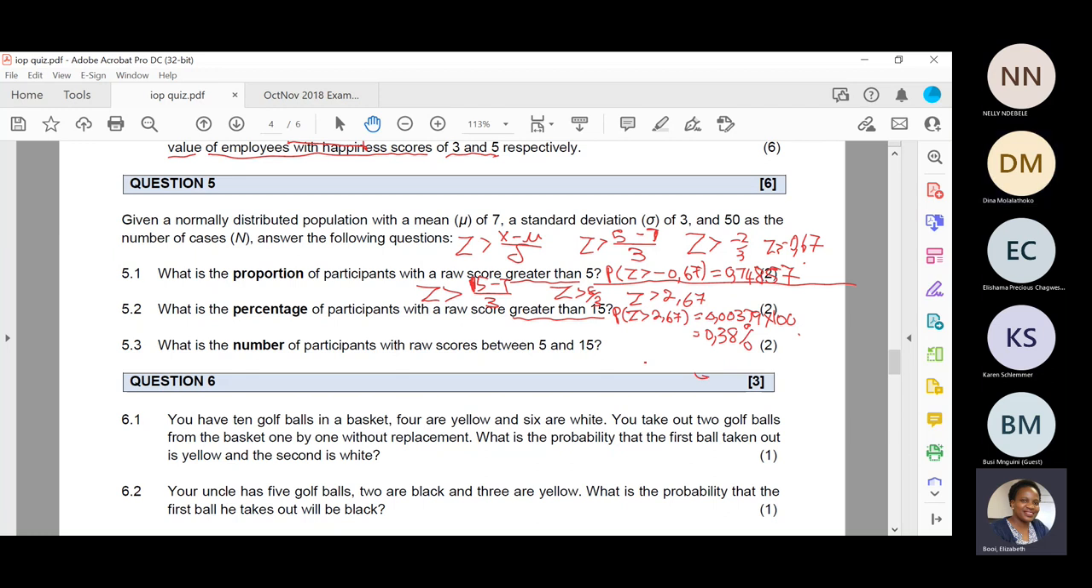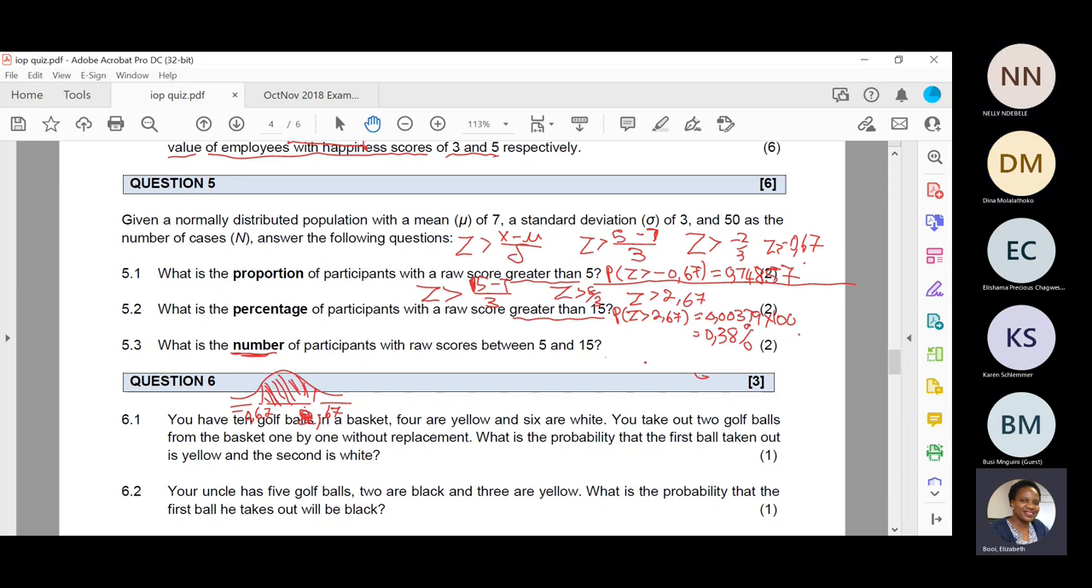Okay, so the next one says, what is the number of participants that scored between 5 and 15? Not 19, why am I saying 19? 15. We already calculated the Z scores, so I'm not going to repeat those calculations. We know this side was minus 0.67, and this side is 2.67. We're looking for the middle part.